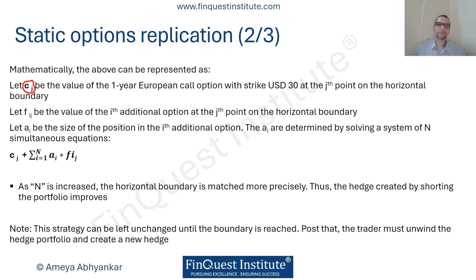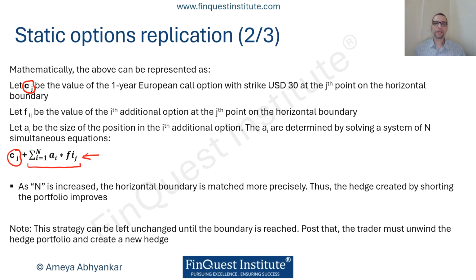So let F subscript ij be the value of the ith additional option at the jth point on the horizontal boundary. So we are going to look at each of those n steps prior to the time point 1 year. And let a_i be the size of the position in the ith additional option. Here the amount of a_i will be determined by solving a system of n simultaneous equations. It can look like this. So you have C_j, which is the first option, and then we have a bunch of these other options.